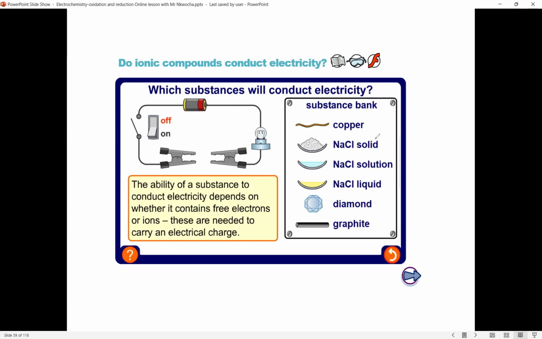No, because there's no positive or negative ions. Sodium chloride solution, will it break down? Yes, it will conduct electricity. Will this one conduct? Yes, because it's molten. Okay, so all these compounds conduct electricity only when they're in molten form or in solution.